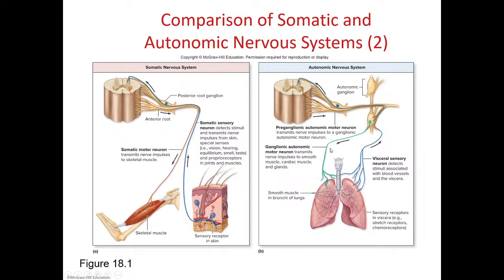Remember, pre is before, post is after. So the preganglionic fiber has its soma in the lateral horn. Its axon runs out to the ganglion. Then in this ganglion, we find the neurosoma of the postganglionic neuron, which is going to run past the ganglion out to the target tissue. Remember, in the somatic nervous system, it was one motor fiber all the way down. And in the autonomic system, there's going to be two fibers, a preganglionic and a postganglionic fiber.